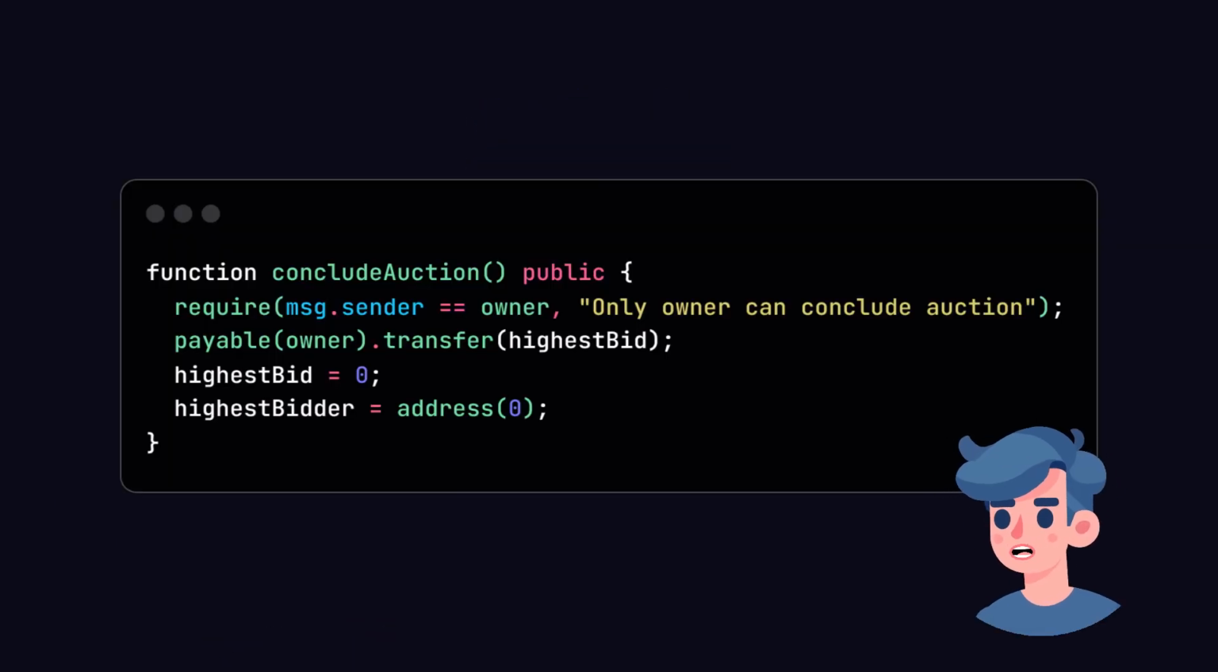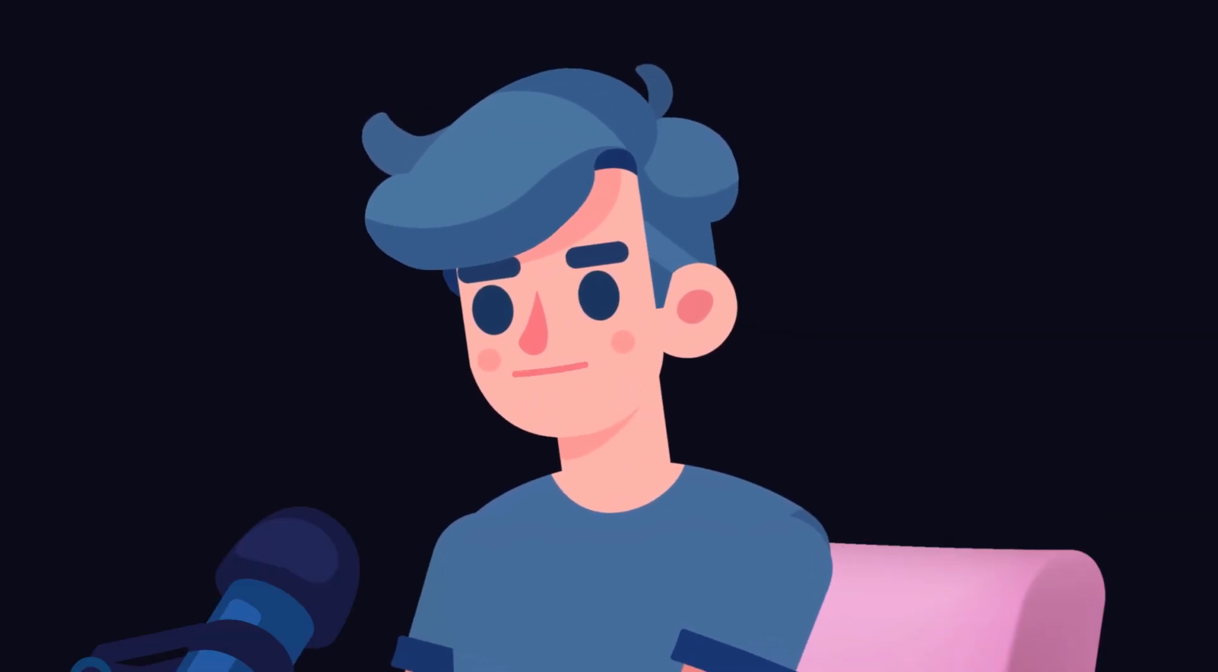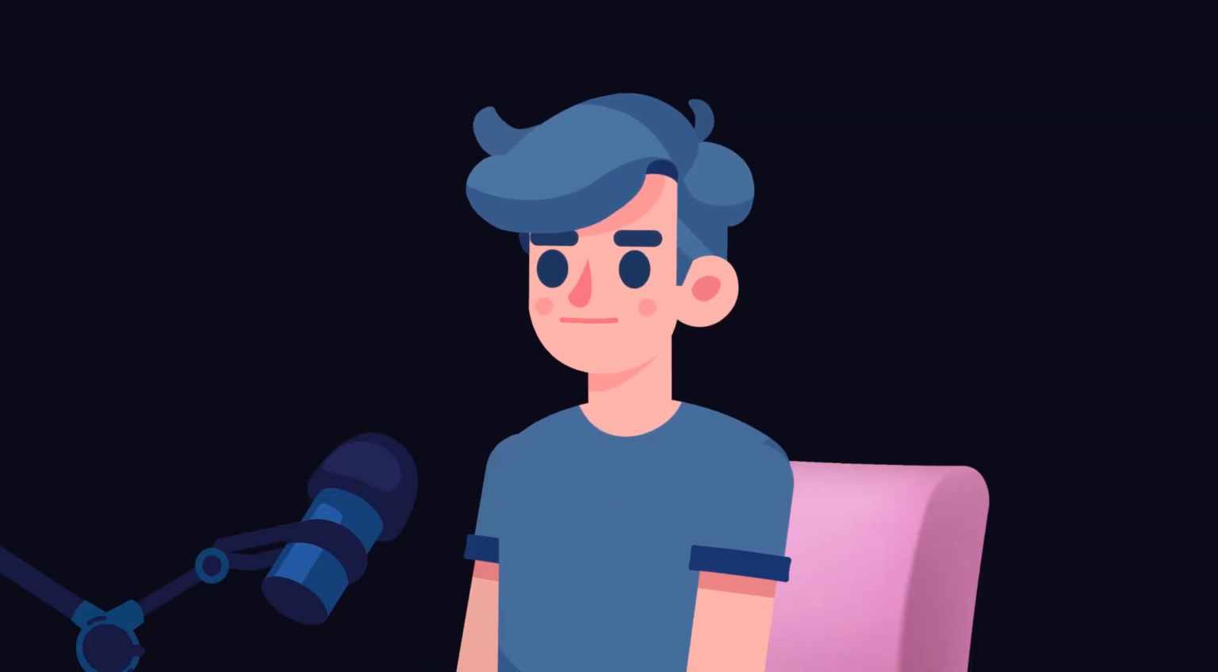Next, let's implement a function to conclude the auction, allowing the owner to withdraw the highest bid. Add the following code to your auction contract. Here, concludeAuction allows the owner to transfer the highest bid to themselves, effectively concluding the auction. Ensure you include appropriate visibility modifiers and checks.